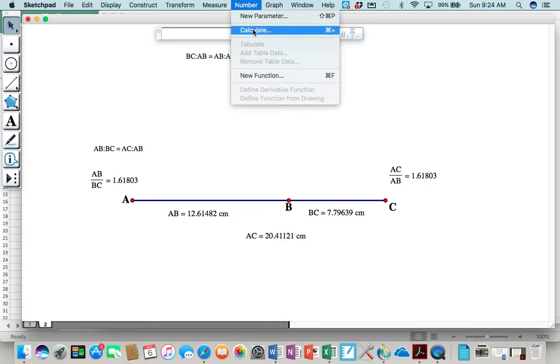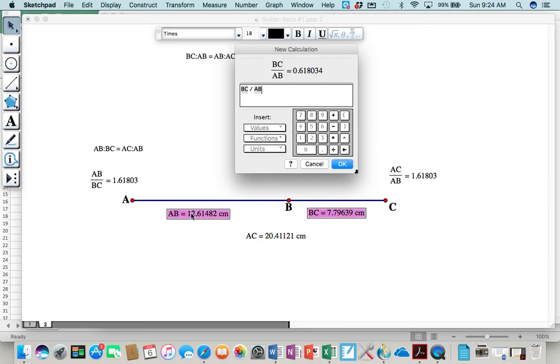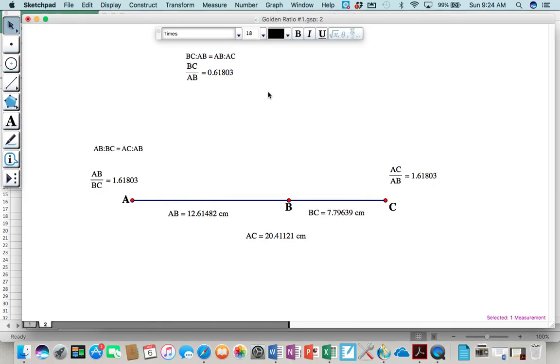So, let's do our first side here. We're going to go with BC divided by AB. Now some of you are looking at this saying, hey, wait a minute, that looks familiar. And it should, because 0.61803, 1.61803. Coincidence? I don't think so.